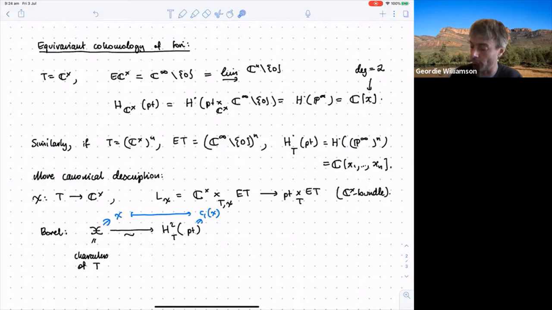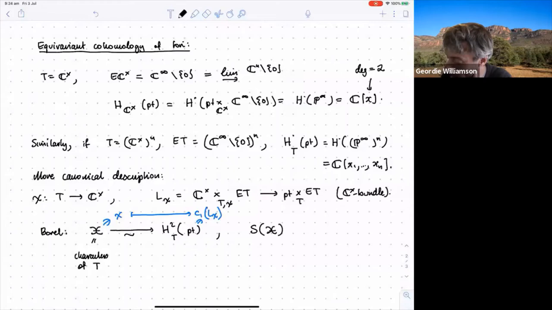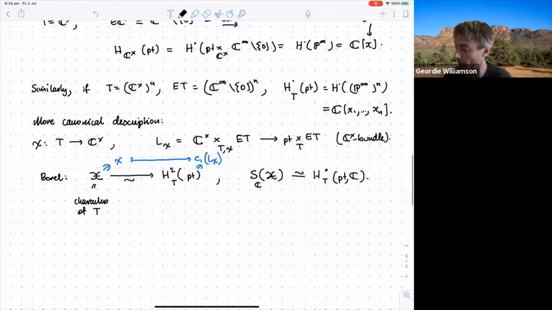But this is really nice because it doesn't involve any, sorry, this should be the C1 of L chi. So this doesn't involve any choice, we have a canonical isomorphism with H2, and so we get that the symmetric algebra on chi, let's say over C, is isomorphic to the T equivariant cohomology of a point with C coefficients. So this is often called the Borel isomorphism.